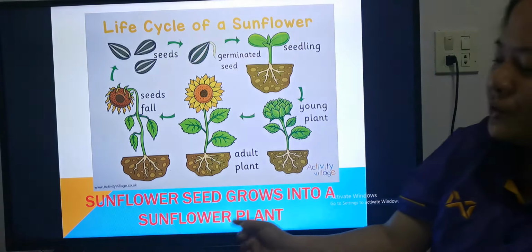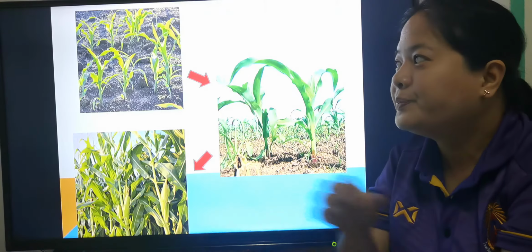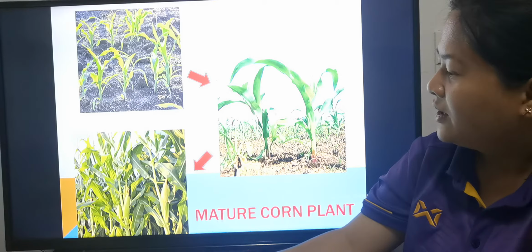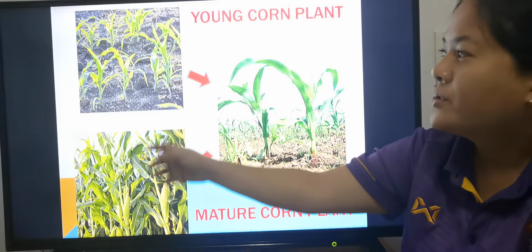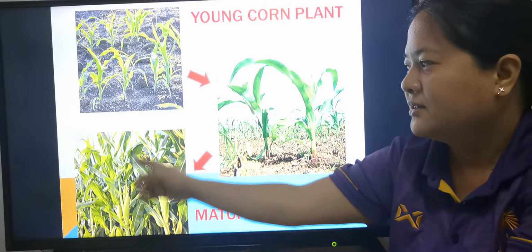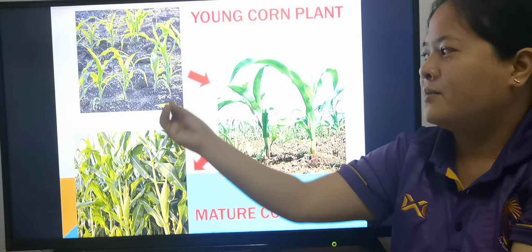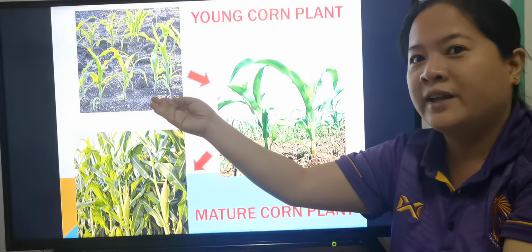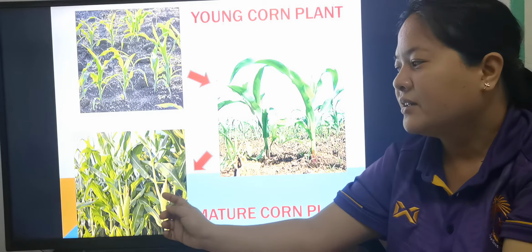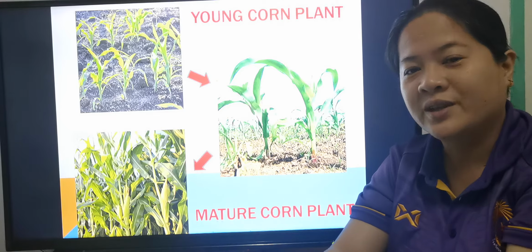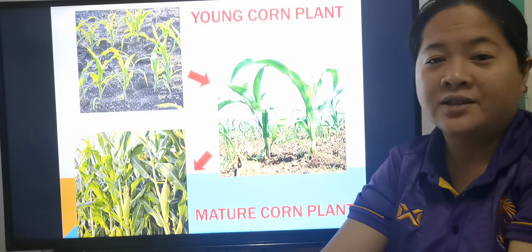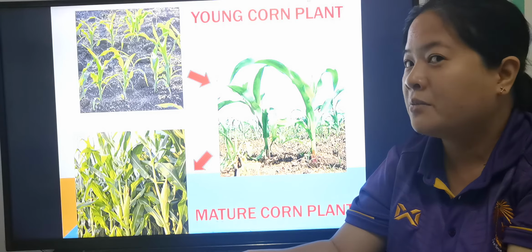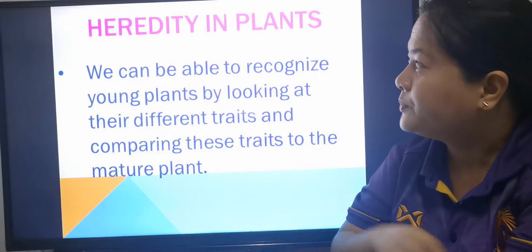Sunflower seeds grow into sunflower plants, okay? And this one, if you're going to look, this is a young corn, okay? And this is a mature corn. So just like in plants, the traits are in them, they will express later on in life, okay? Young plants do not have flowers yet, but adult or mature plants, they have flowers. They will show up flowers, okay? That's the time that you know that the tree or the plant has matured already, when they have flowers, okay? And when they bear fruits already, okay?